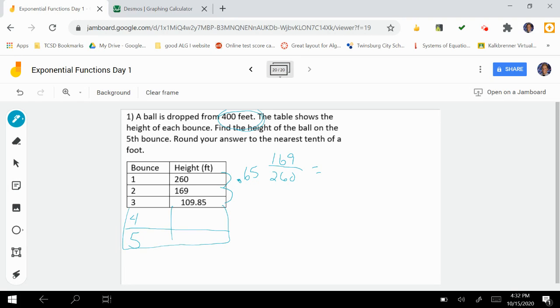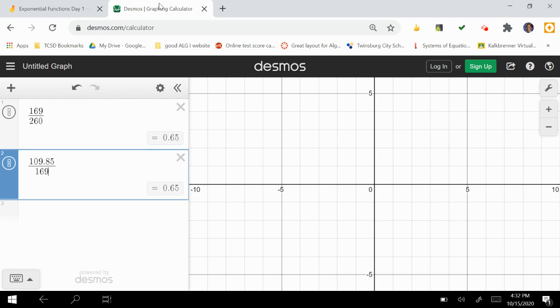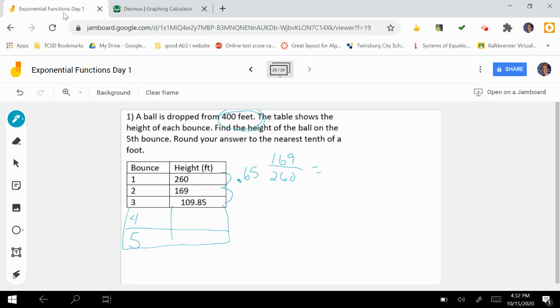And let's just make sure that that is correct. Let's do 109.85 and divide that by 169. And again, we have that constant change right there, that constant multiplier of 0.65. So now we're going to take this number, 109.85, and multiply it by 0.65.